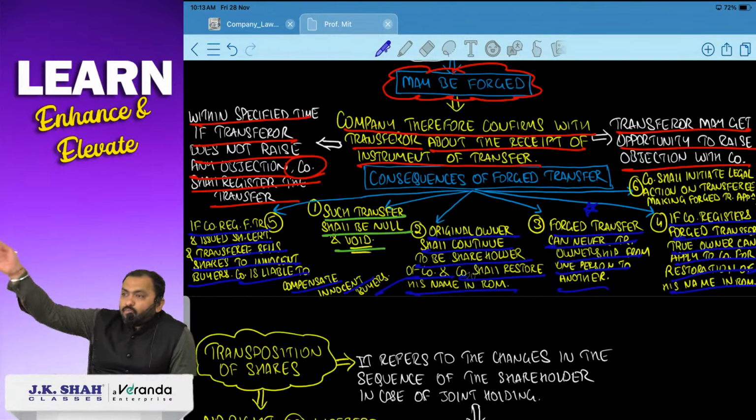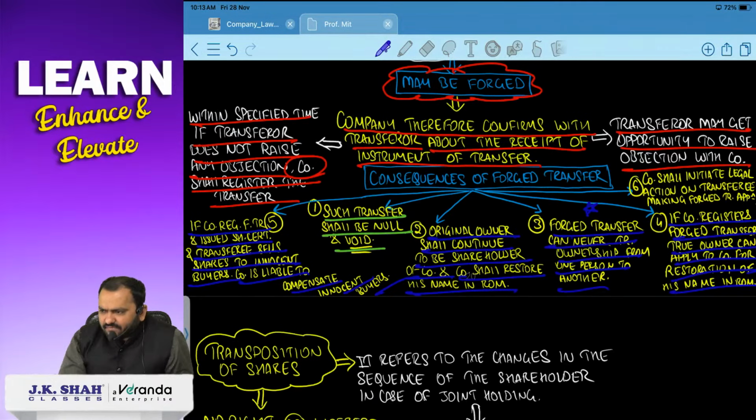So what about the new buyers? New buyers' right is getting affected. Who will compensate the new buyers? Company will compensate the new buyers. But sir, this is wrong. Why should the company compensate? The company didn't do anything wrong. The mistake actually was done by the transferee. Catch the transferee.